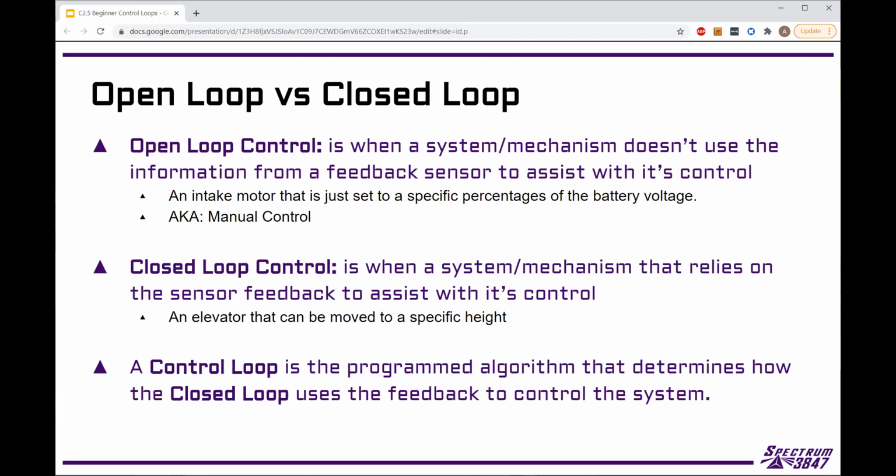Closed loop control requires that you have some sort of control loop, and the control loop is the programmed part. It's the algorithm that we use to take the information from our sensor and then adjust our output accordingly.